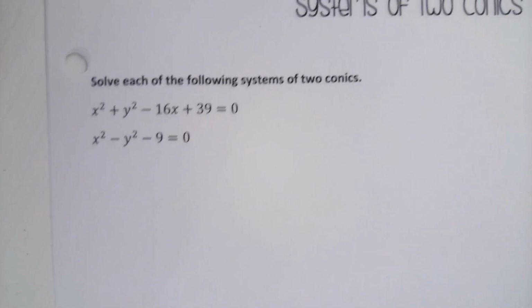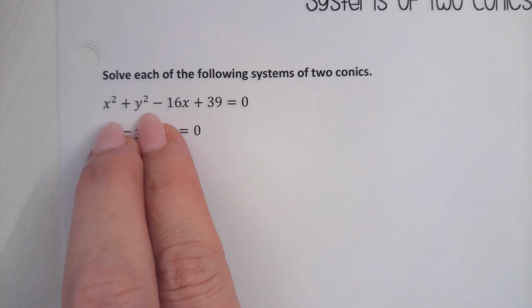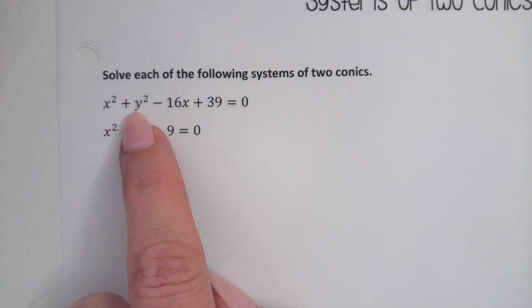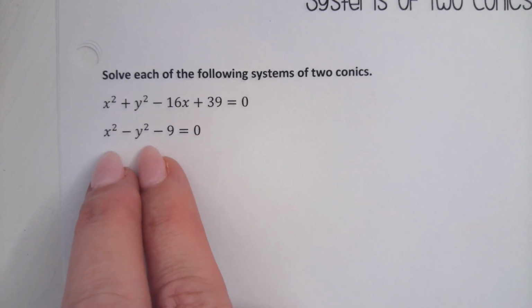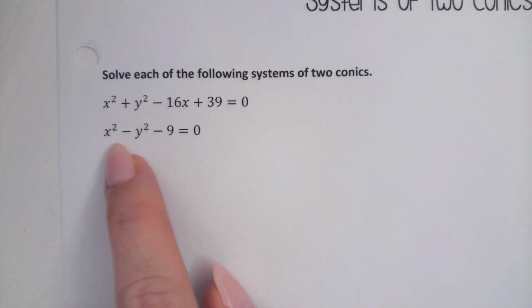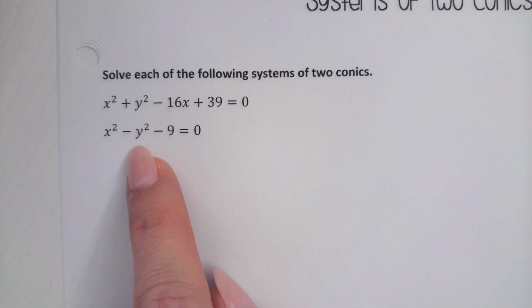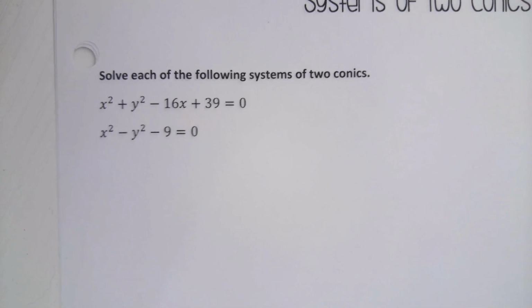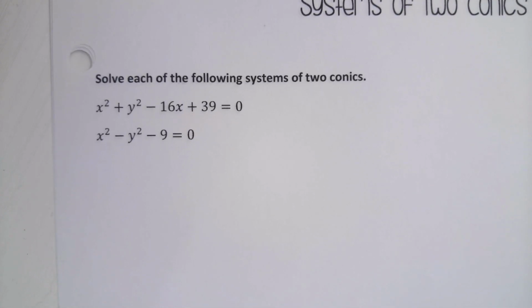Okay, so looking at R2, can we tell what conic the first one is? Circle. Has two squared terms. Both the coefficients are the same. What about the second one? Hyperbola. One's positive, one's negative, so that would make a hyperbola. Ellipse has different coefficients, but they're both positive.